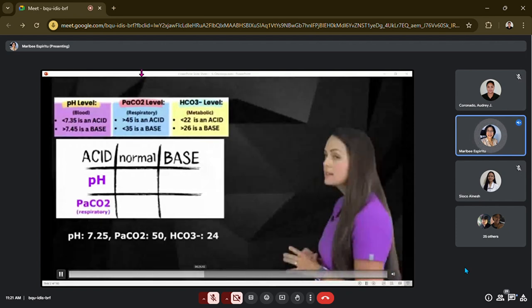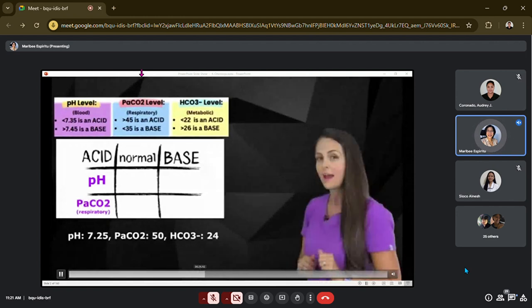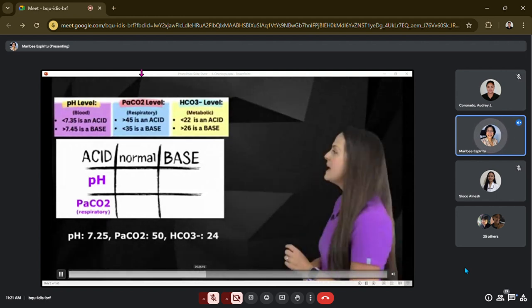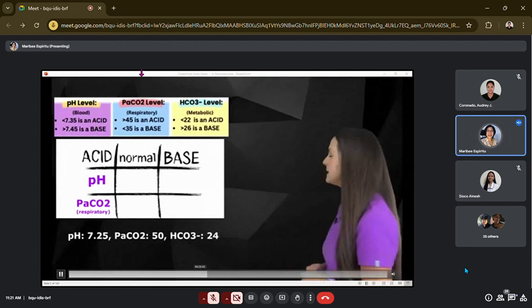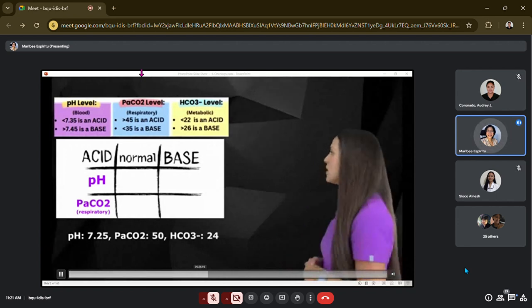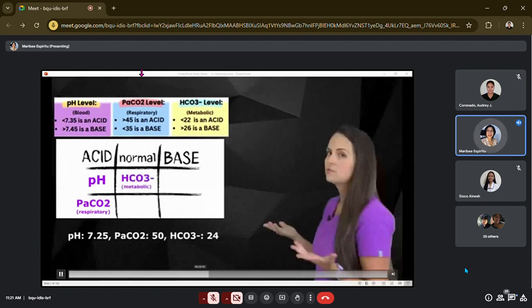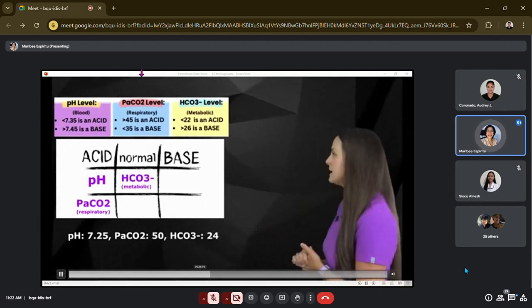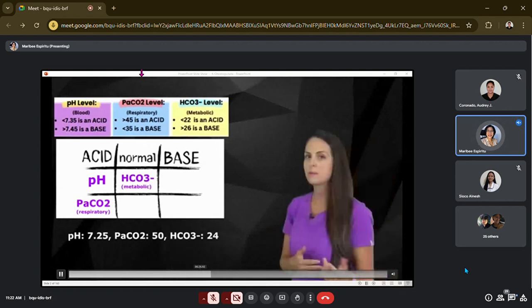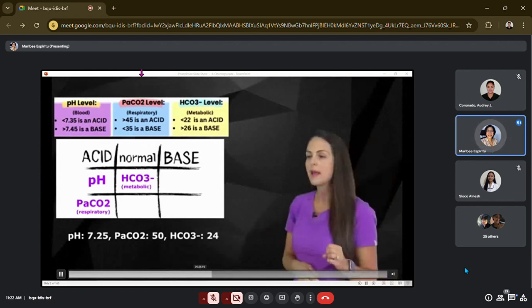And I'm seeing something. I'm seeing some vertical activity going on. But let's finish out the problem. Then we're going to look at the bicarb, the HCO3. It is 24, so that is normal. So we're going to put our bicarb under normal. Again, just to remember, PaCO2 represents the respiratory system, and the bicarb, the HCO3, represents the metabolic system.